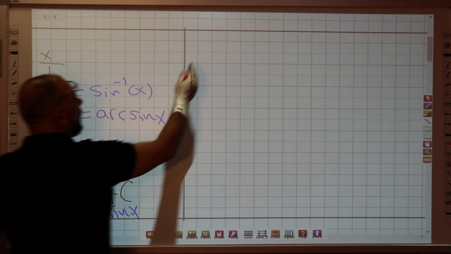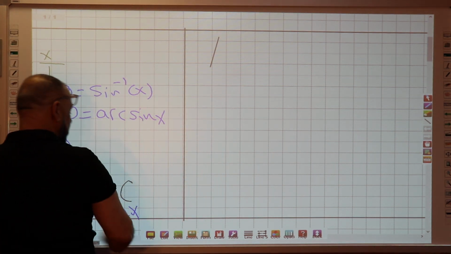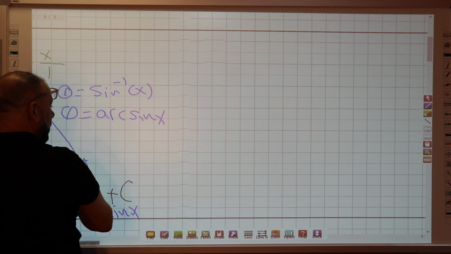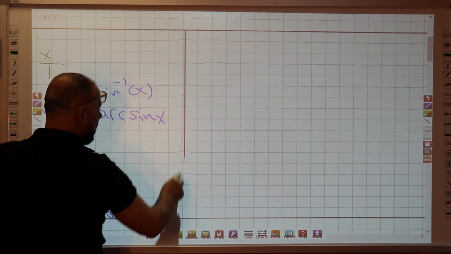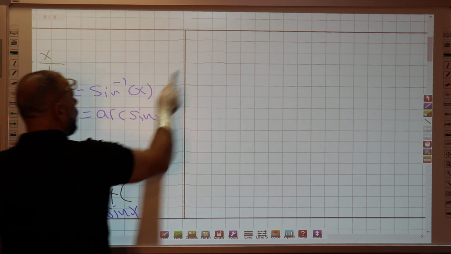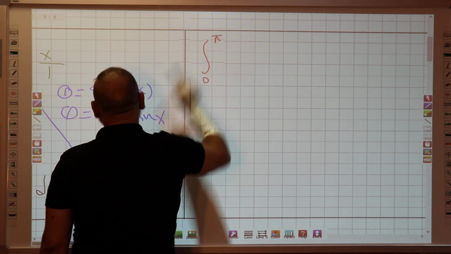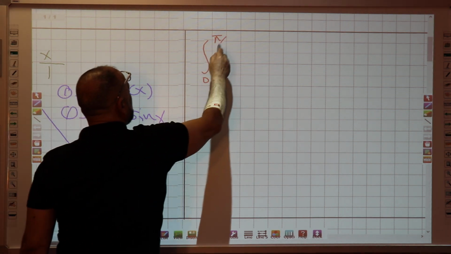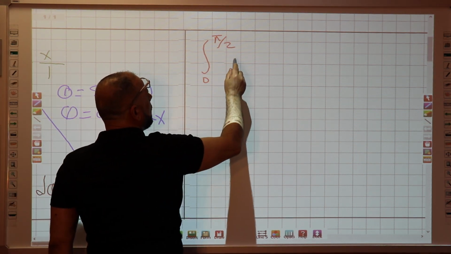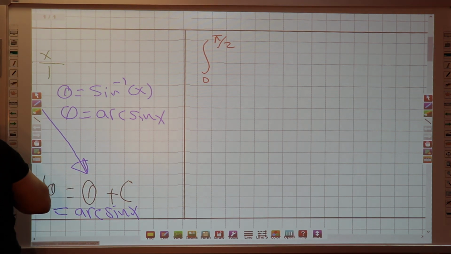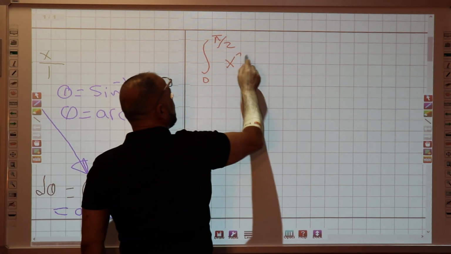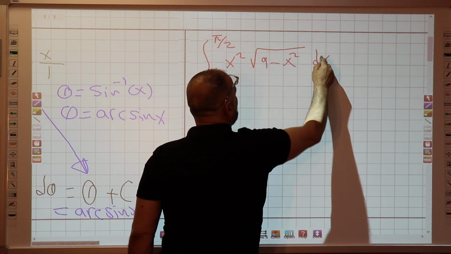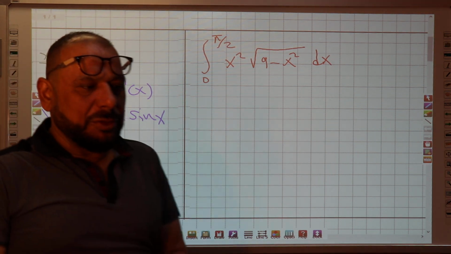The second example is the integral from 0 to pi over 2 of x squared over the square root of 9 minus x squared dx. Now I will need my student to help me.